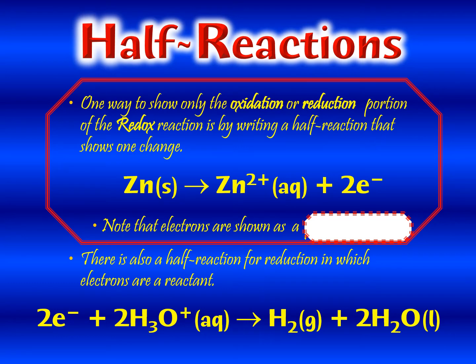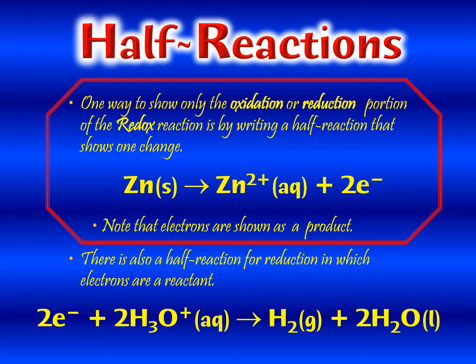So here we see zinc producing zinc ions and electrons. Electrons are shown as a product of this reaction. If you think about this half of the reaction, what's happening? Zinc is losing electrons, zinc is being oxidized, right? That's the oxidation portion.